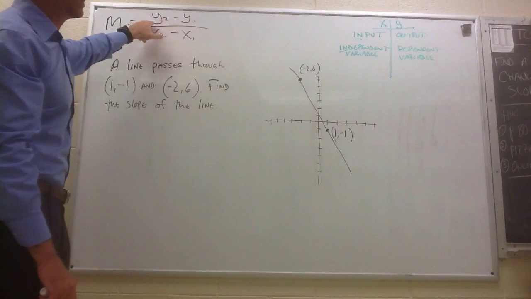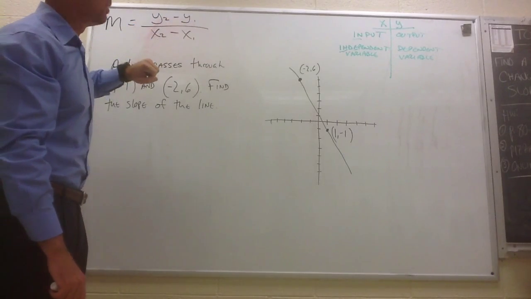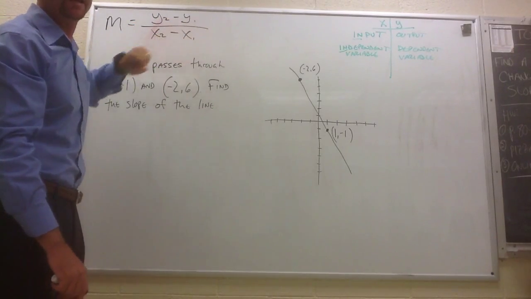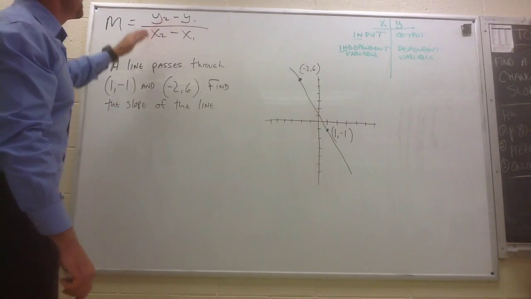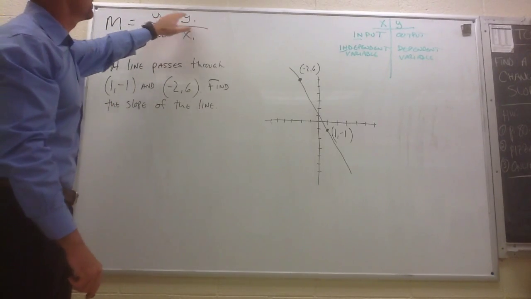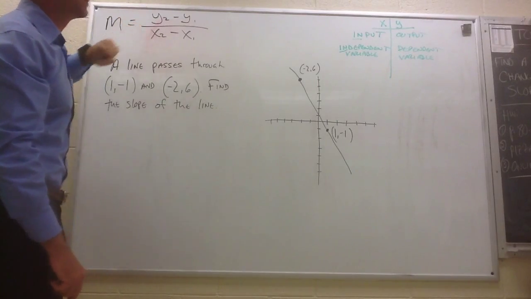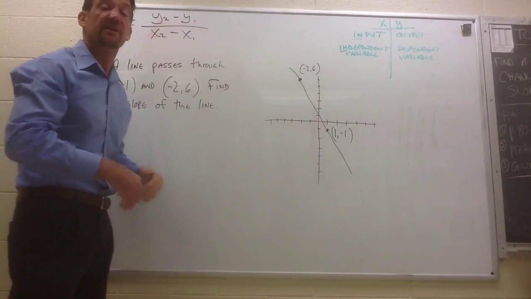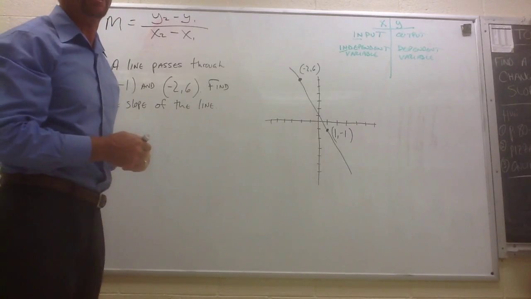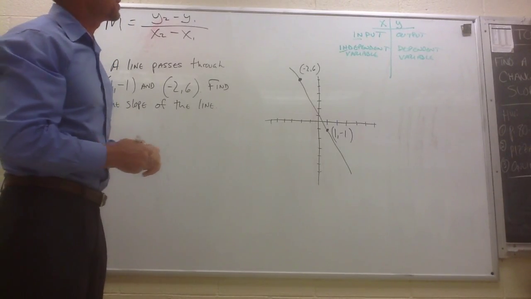You would read this as y sub 2 minus y sub 1 over x sub 2 minus x sub 1. That basically just means find the difference in your y-coordinates and set up a ratio of the difference in the y-coordinates over the difference in the x-coordinates. Sometimes you'll hear that described as rise over run. So we'll first take a look here.